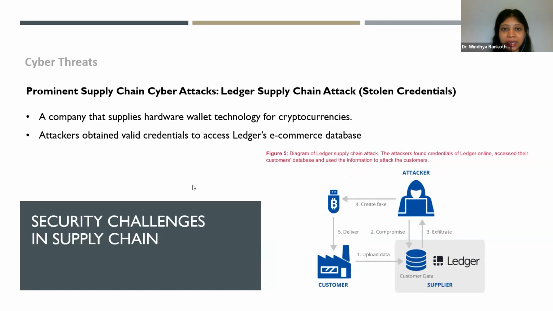And the second attack is the Ledger supply chain attack, which targeted Ledger, a hardware wallet technology for cryptocurrency. If you are familiar with Bitcoins or cryptocurrency related things, you might have heard this term Ledger software or Ledger wallet technology. An attacker gained credentials to access the Ledger's database, and through that, the attacker targeted other aspects or other things that use this Ledger wallet.